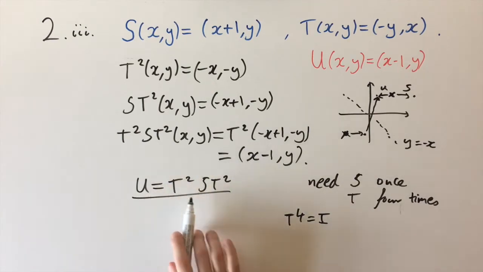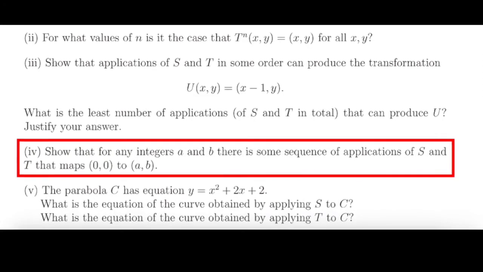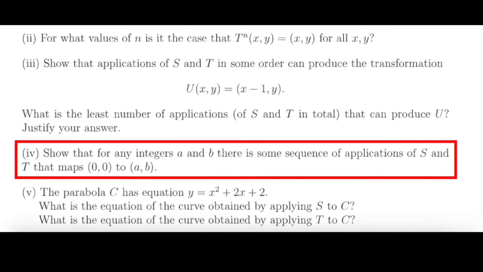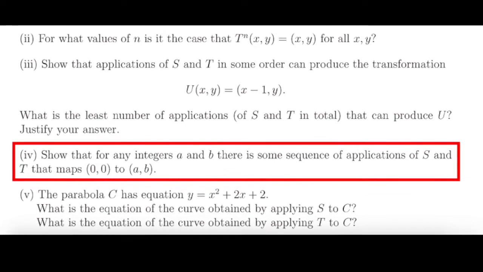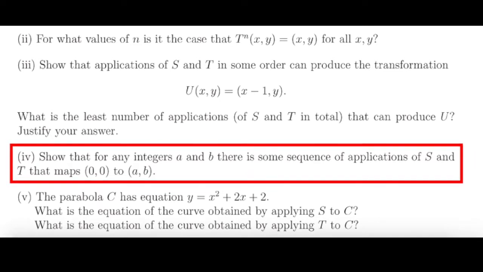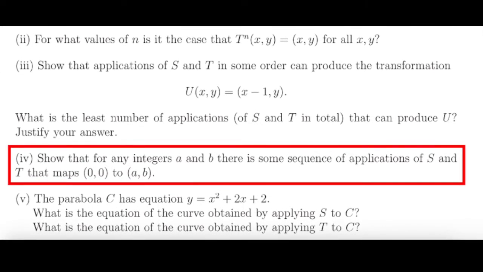We are now on to part 4 of the question, and this is to show that for any integers a and b, there is some sequence of applications of s and t that maps the origin, 0, 0, to the coordinates a, b. So we need to show that there's a way to reach this pair of coordinates starting at the origin. So there's some combination of s and t to get there.